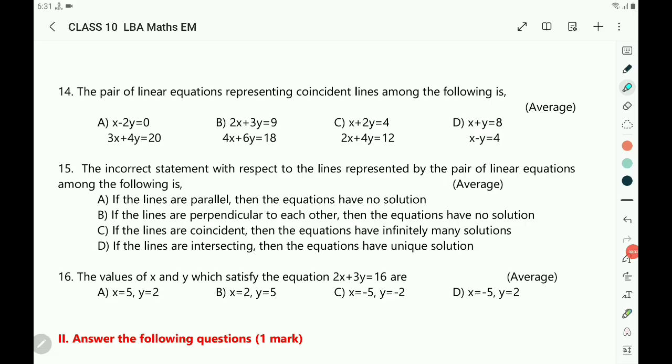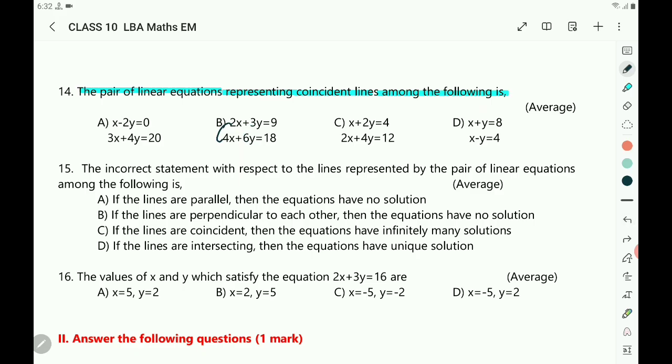Question number 14. The pair of linear equations representing coincident lines among the following is... Here coincident means a1 by a2 equals b1 by b2 equals c1 by c2, which means the coefficients of each equation must be multiplied by the same number. Here x minus 2y equals 0 is there. Here 3x plus 4y equals 20 is there. Here 2x plus 3y equals 9, 4x plus 6y equals 18 is there. 2 2s are, 3 2s are, 9 2s are. So you will get the same ratio.